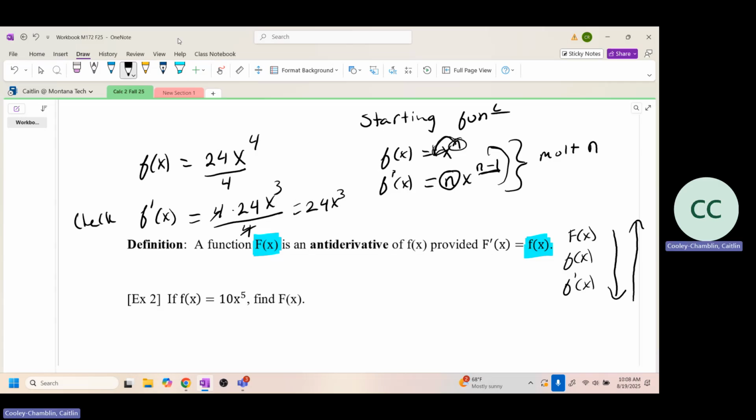Okay, so what I want you guys to do is pause the video and do example 2. So I want you to find the antiderivative.